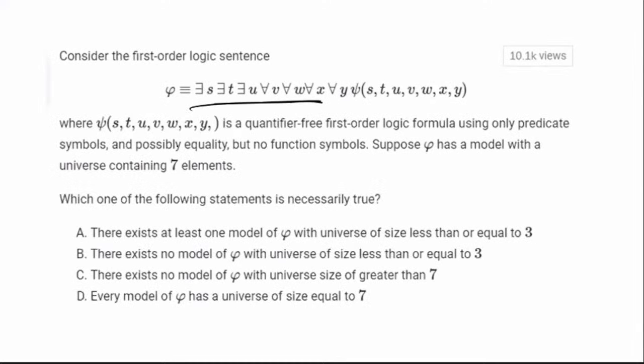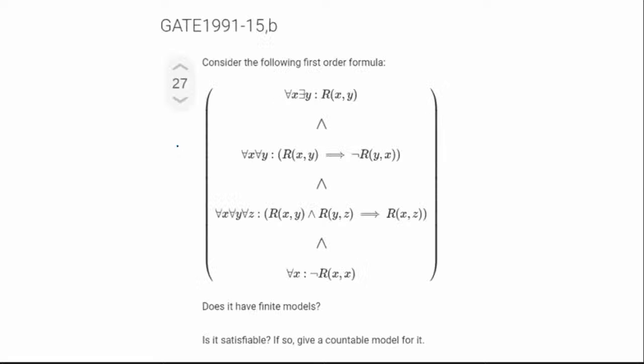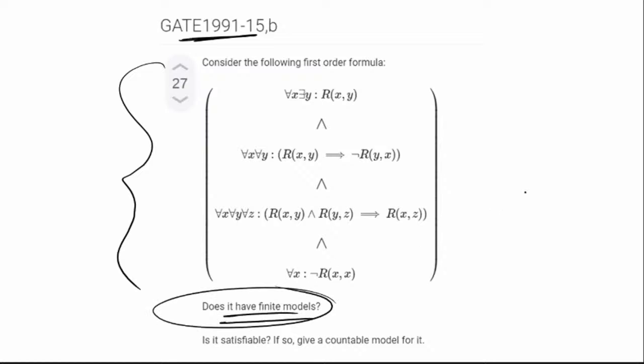Okay, so this is enough. I think all the concepts I have already covered. This is the GATE 2018 question, and we have done it. Many additional questions we have solved. And this is GATE 1991 question. This is a very easy question, you can try to solve it. Here he is asking, do we have a finite model? Finite model means a model which has a finite domain.